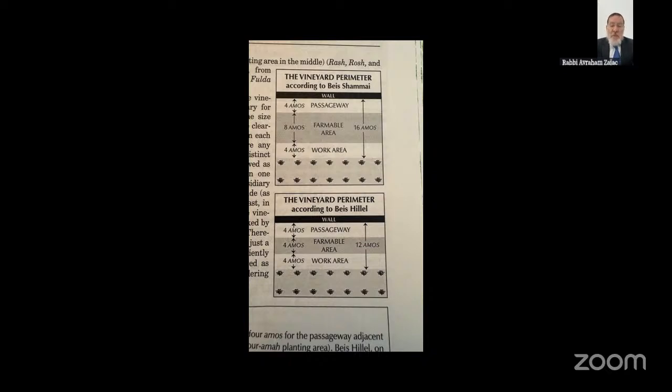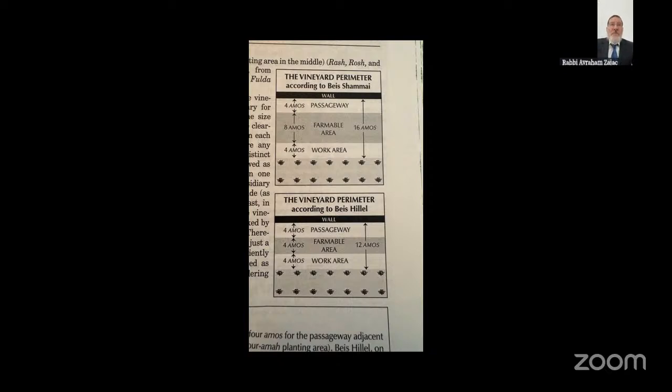So I'm going to farm in 3 amas. If I only have, let's say, 11 amas, you can't do that because the farmable area itself has a minimum. Beis Hillel, 4 amas. If you have the 12, then where do you plant in the 12? Not wherever you want. There always has to be this consistency. You're going to leave at the top the 4 amas.